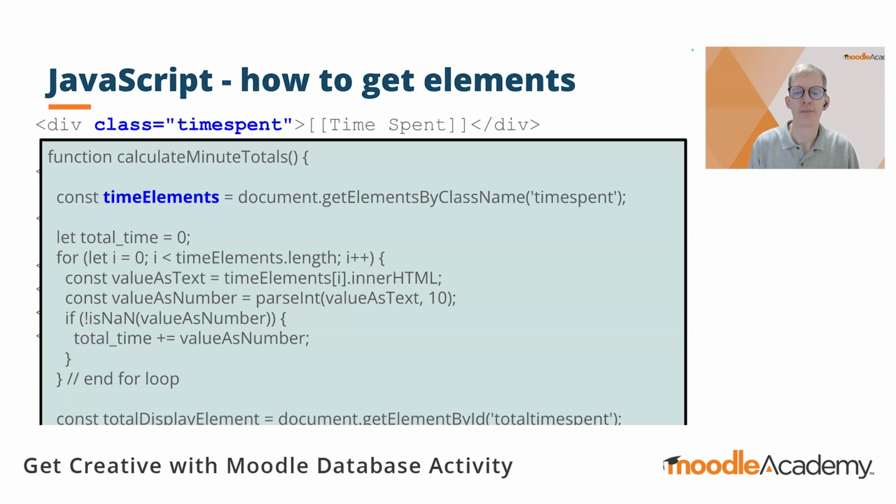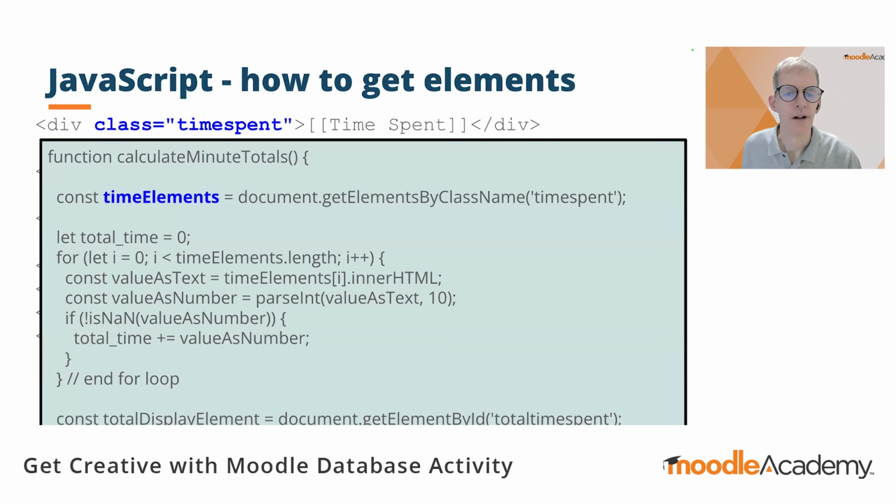So a variable is a part of a JavaScript function. You can define variables you need to perform operations along the way. You can define any number of variables you need to perform these operations. So in this case, we're using the constant timeElements to keep a pointer to the list of minutes read div tags that are identified by the time spent class.